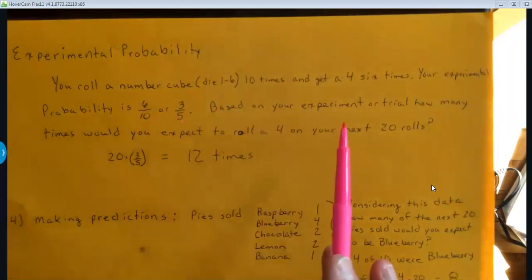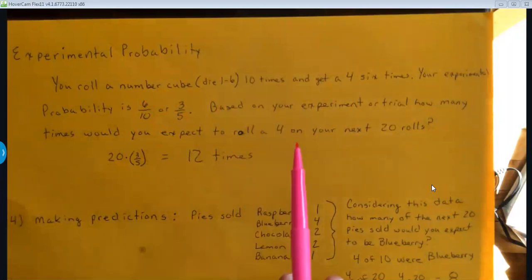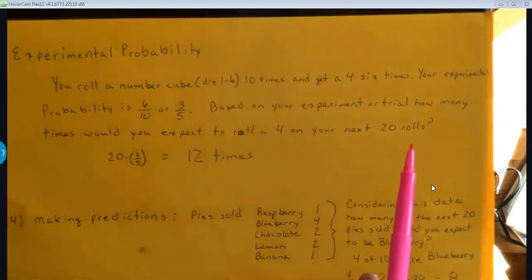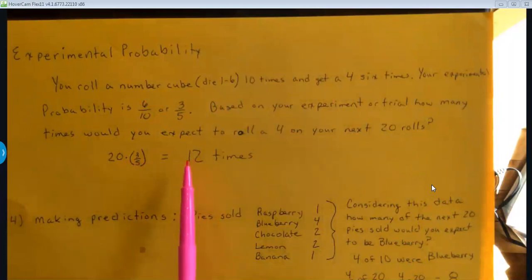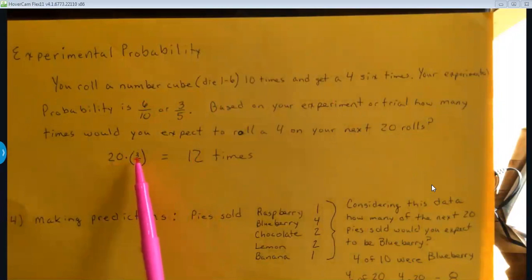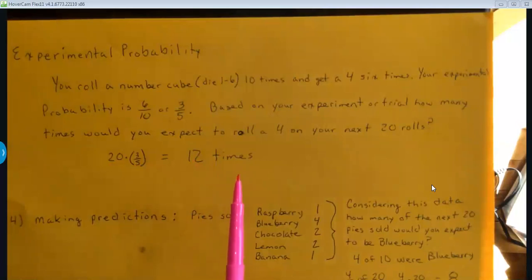So based on your experiment or your trial, how many times would you expect to roll a 4 on your next 20 rolls? So you take your probability of 3/5 and multiply it by 20. And 20 times 3/5 is going to be 12. 20 times 3 is 60, and 60 divided by 5 is going to get you 12 times. So you'd expect 12 times that you would roll a 4 based on your experiment.